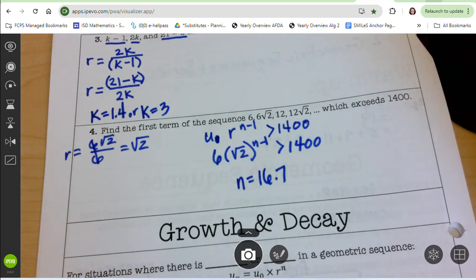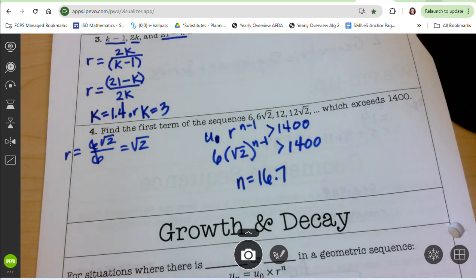It didn't. Because remember, it took all the way to 16.7 before it exceeded 1400. So the 16th term did not exceed 1400. It was not until the what term? The 17th term. Even if it was 16.1, you would have to say the 17th term because the 16th term wouldn't have been big enough.